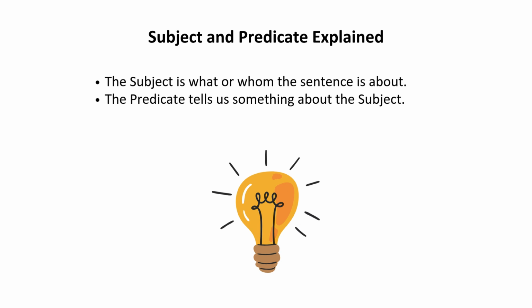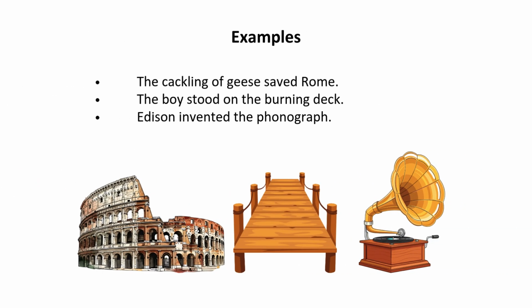Let's look at some examples. Example 1. The cackling of geese saved Rome. Here, the cackling of geese is the subject, and saved Rome is the predicate.